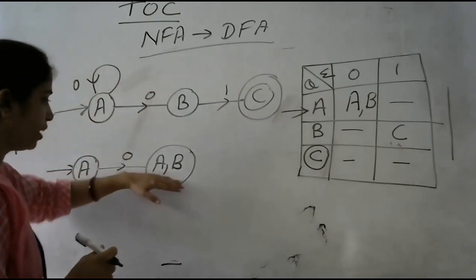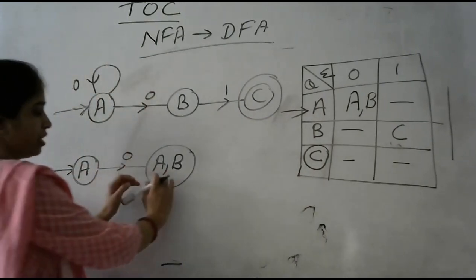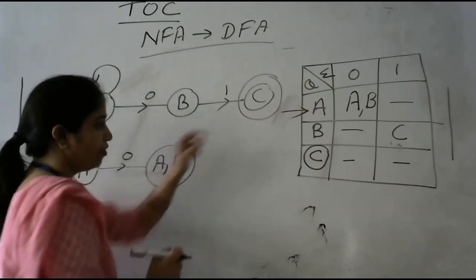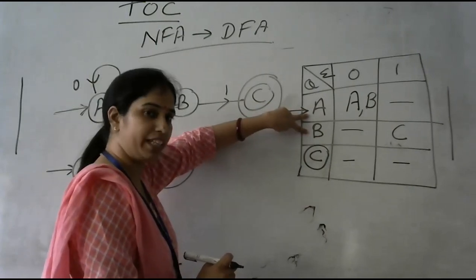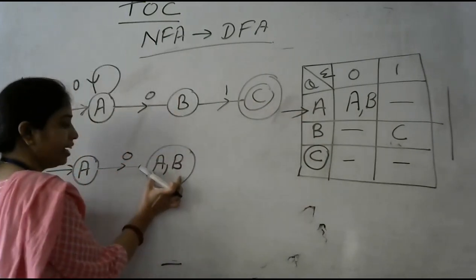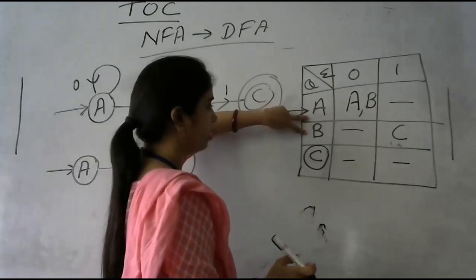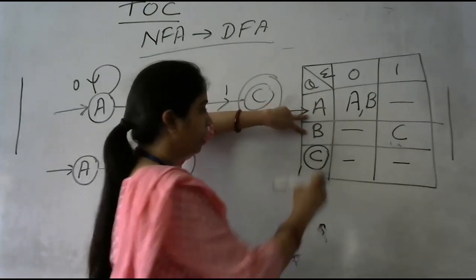अब हमें एक नई state मिल गई. अब हमें inputs इससे पढ़ना है. Now we have to take both the states simultaneously, because we get a state called AB. Now we start with AB.